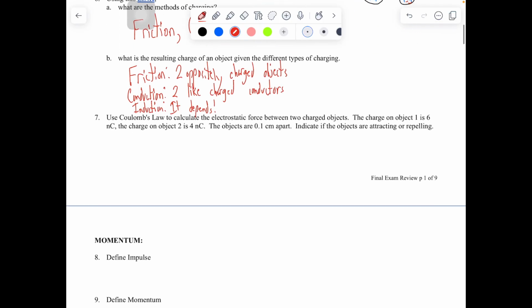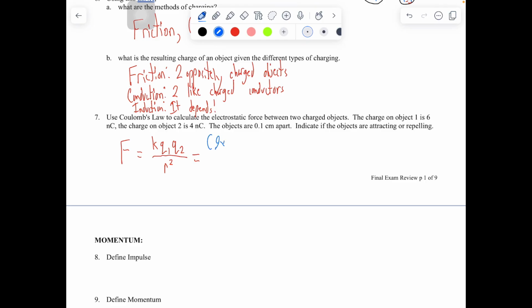Number 7, Coulomb's law. This is an equation saying that the force on a charged object from another charged object follows the equation K Q1 Q2 over R squared. Now K is just a Coulomb's constant. It's part of Coulomb's law. Q1 and Q2 are the amount of charge on the first and second object respectively, and R is the distance the objects are apart. We have all of these givens. I'm going to leave off our units.